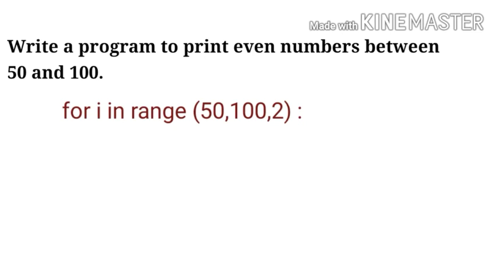Then you can write the statement as: for i in range(50, 100, 2): print(i). So this code will give the output as the even numbers in between 50 to 100. So children, you all should try to find the answers in your system.